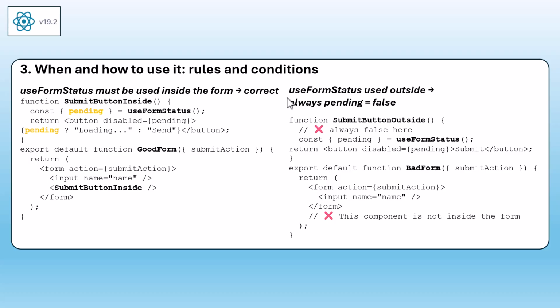3. When and how to use it. Rules and conditions. useFormStatus must be called from a component that is inside a form. If it is called outside of a form, its pending value will always be false and no useful data will be available. The hook does not require any parameters. You simply call it and receive an object with the properties mentioned: pending, data, method, and action. The information it provides corresponds only to the closest parent form. If there are nested or multiple forms, the hook will track only the immediate form context.